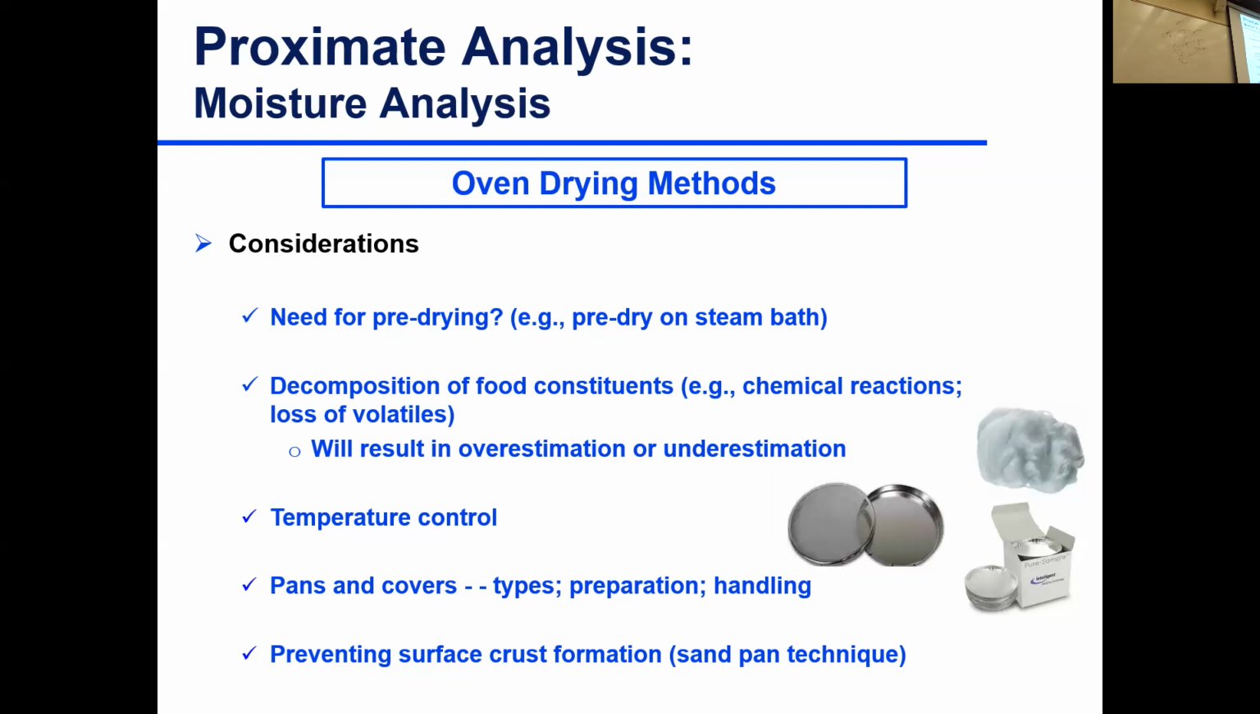Last thing, I'll let you go in 30 seconds, preventing surface crust formation. So that's why it's important to, first of all, if you have cheese, for example, you grate your cheese and you have a thin layer, you thin it out, because if it is a thick layer, you will form a crust and the moisture cannot get out of the sample. But if you have a thin layer, moisture can still evaporate.